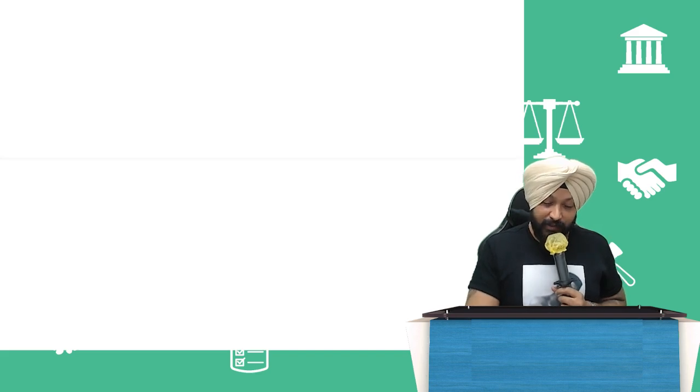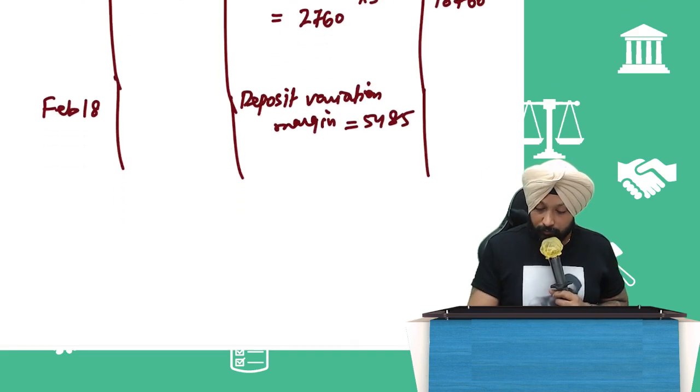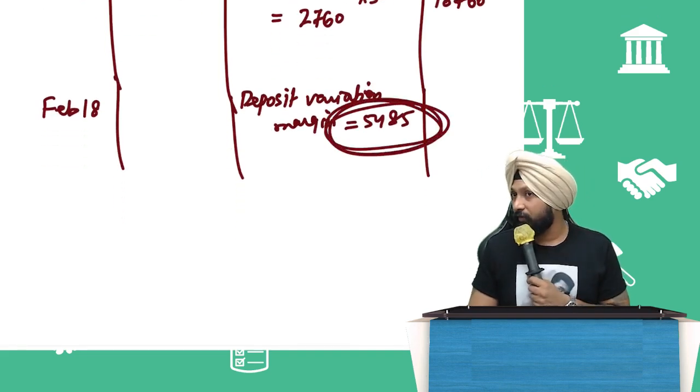Okay, guys, listen now. We are doing something very, very important now. Okay, this I told you guys. There is a variation margin of 5485. Okay.